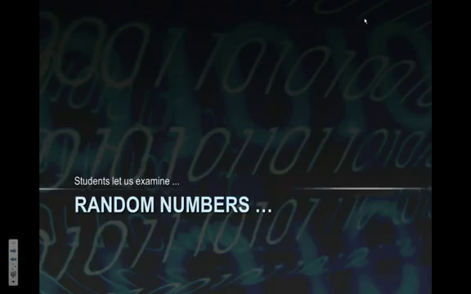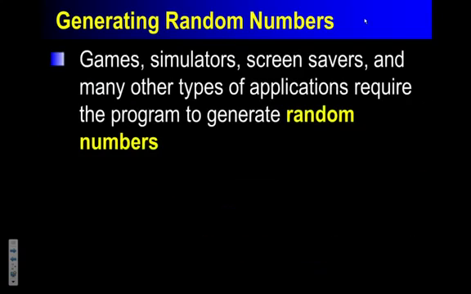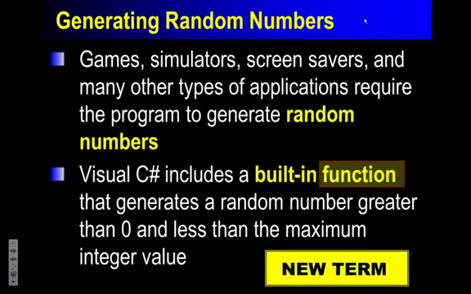You have to make random numbers. That's what makes games interesting. If they're super predictable, you don't play them, right? Only when it has that aspect of randomness to it does it actually make it more interesting as a game. And the randomness all comes from numbers. So we're going to start by generating some random numbers. Okay? So games, simulators, screensavers, all kinds of stuff require random numbers.